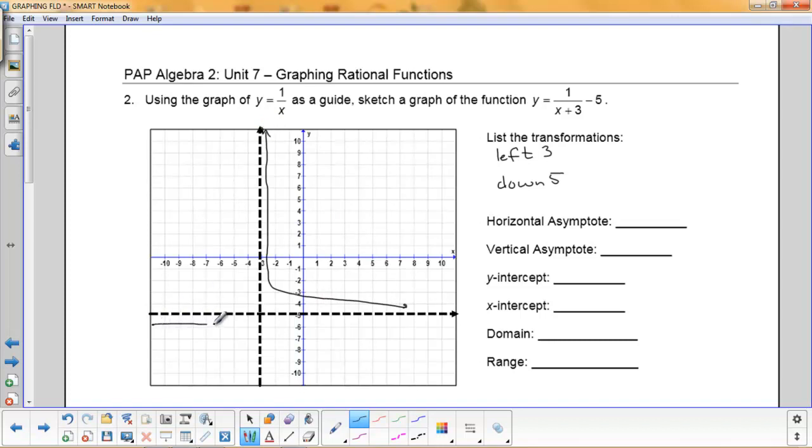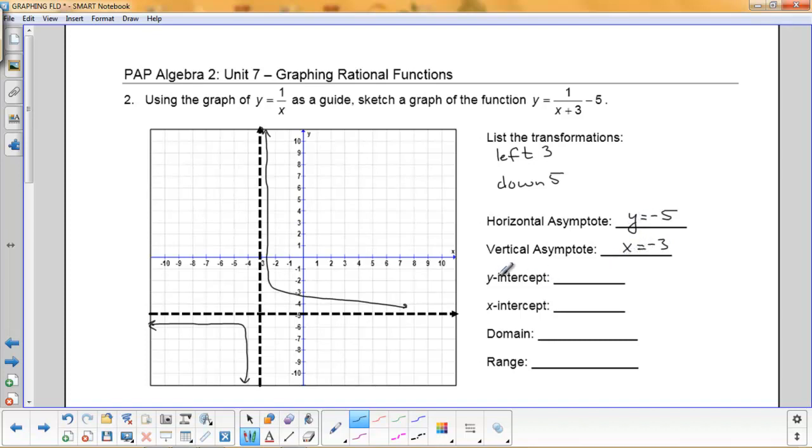And then this one belongs down here in this area. Now that we have that, now we're able to figure out the rest of the behavior. So horizontal asymptote is going to be y equals -5. The vertical asymptote is x equals -3. Remember, asymptotes are lines, so that's why we always start with y equals and x equals.